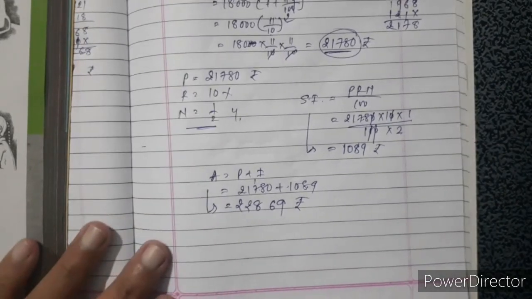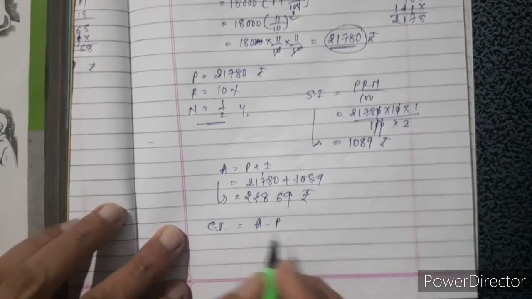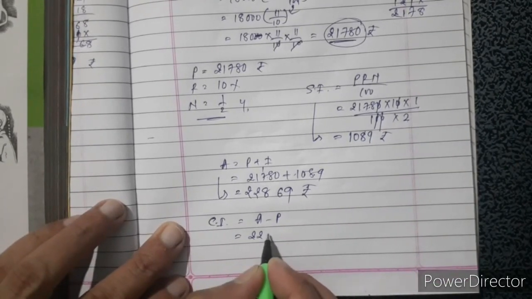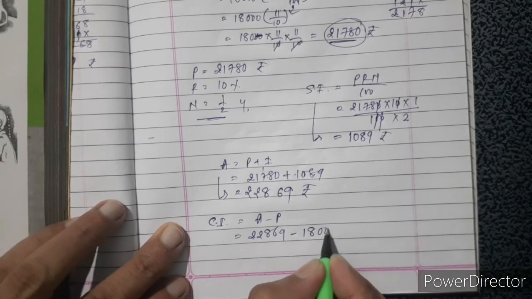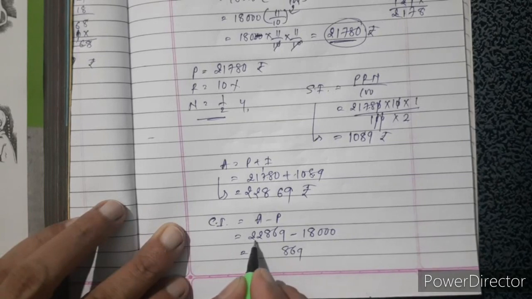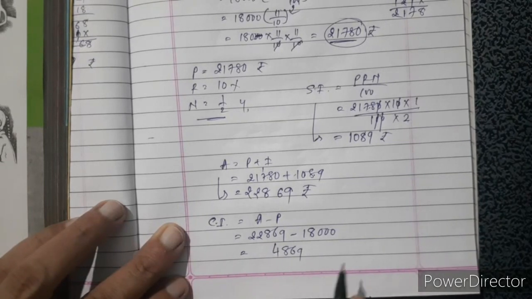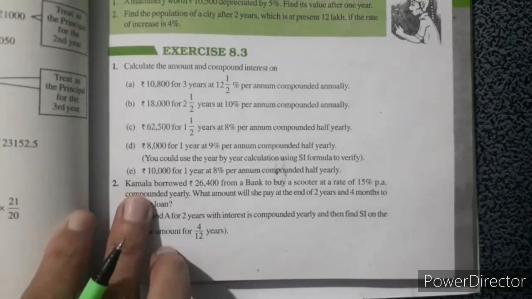Okay, and compound interest equal to A minus P. A equal to 22,869 minus, that is 18,000 equal to 869 and 18 and 4 22 rupees. Okay, now question number 3.